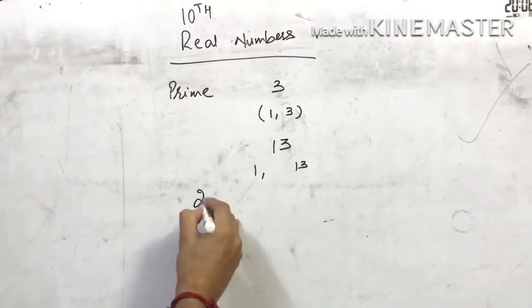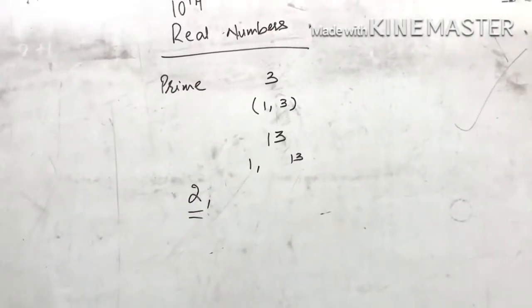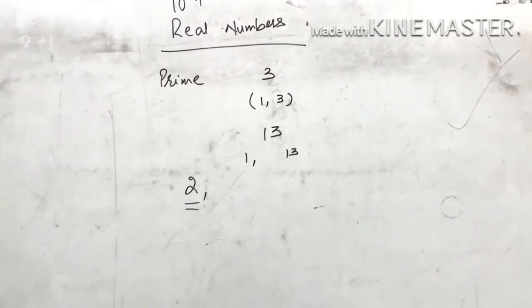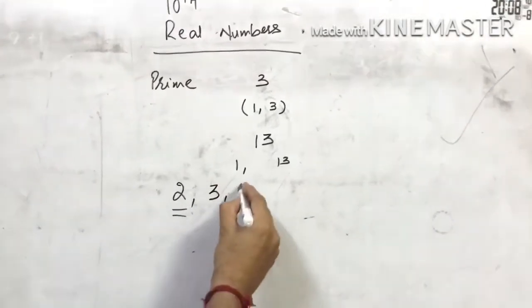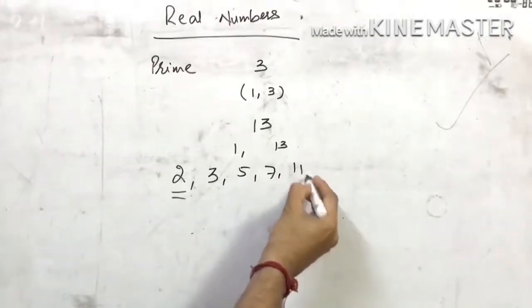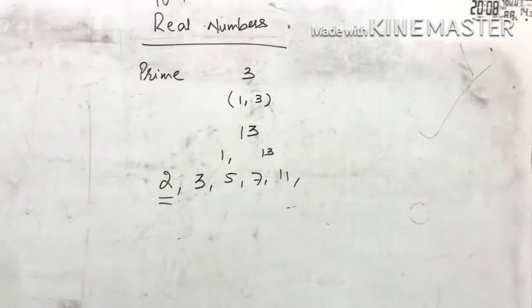So prime number starts from 2. This is the only prime number which is even, and no other prime number is even. All other even numbers are composite numbers. So prime numbers are 2, 3, 5, 7, 11. I know that you are very much aware of all these things. So these are prime numbers.